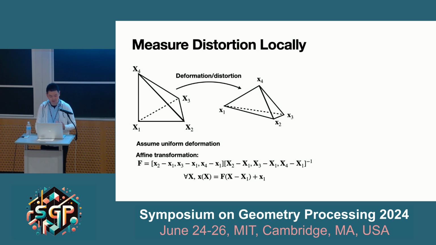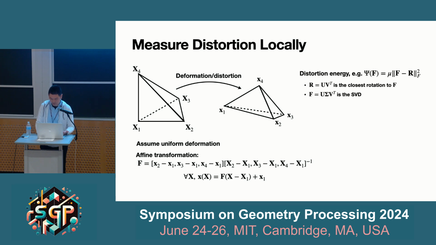Once we have this deformation gradient, which is essentially the affine transformation matrix here, we could use it to calculate a measure of distortion. For example, we know that rotation is not deformation, so any rotation should not be counted as deformation or penalized. So we could just measure the distance between the deformation gradient and its closest rotation. This closest rotation can be obtained by SVD. And this is actually the as-rigid-as-possible, or ARAP, energy we are very familiar with.